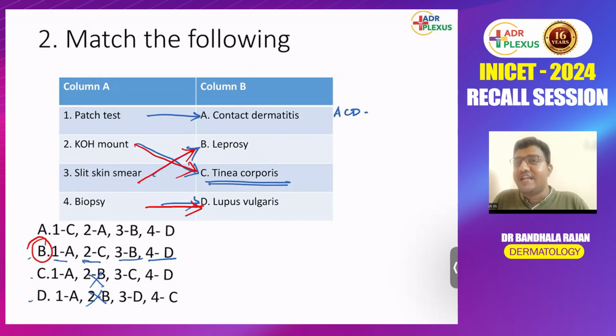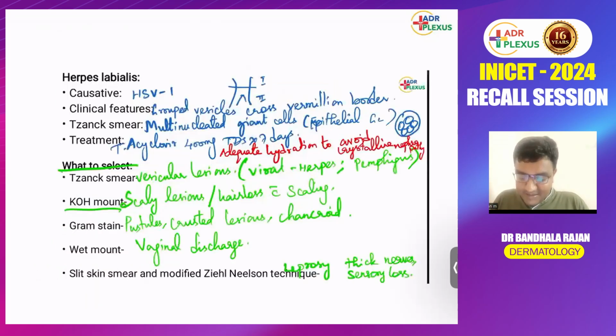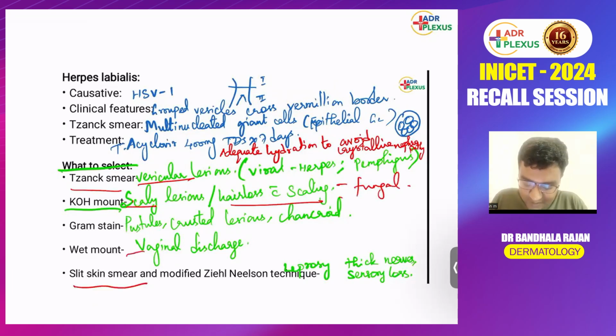I am sure most of you got it correct because we have discussed these things multiple times. Even in the last subject-wise GT, we discussed an image of herpes labialis and asked what test you will do. We discussed that Tzanck smear is used for vesicular lesions, KOH mount for scaly lesions or hair loss with scaling in a fungal infection, Gram stain for pustules, crusted lesions, chancroid, wet mount for vaginal discharge, and slit skin smear for leprosy. So if you know one or two of the four answers, you can identify the rest easily. That is the clue.